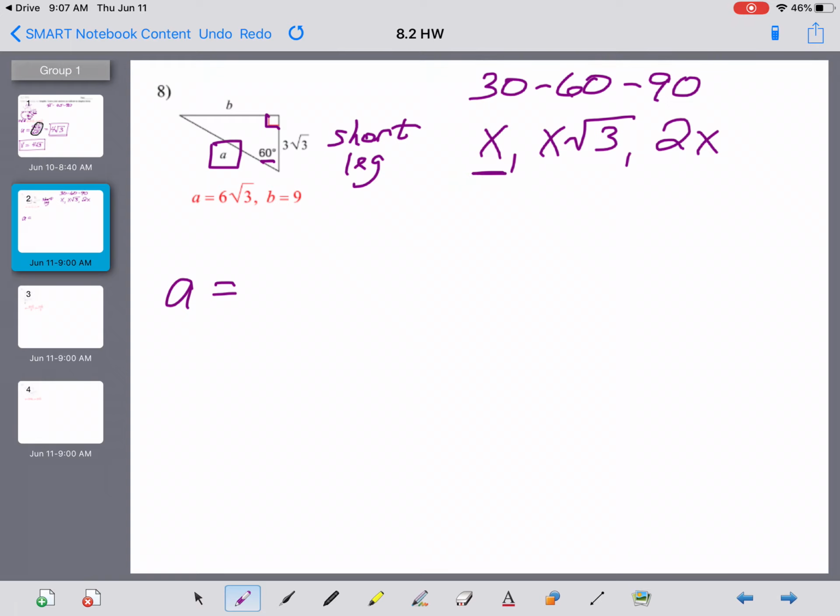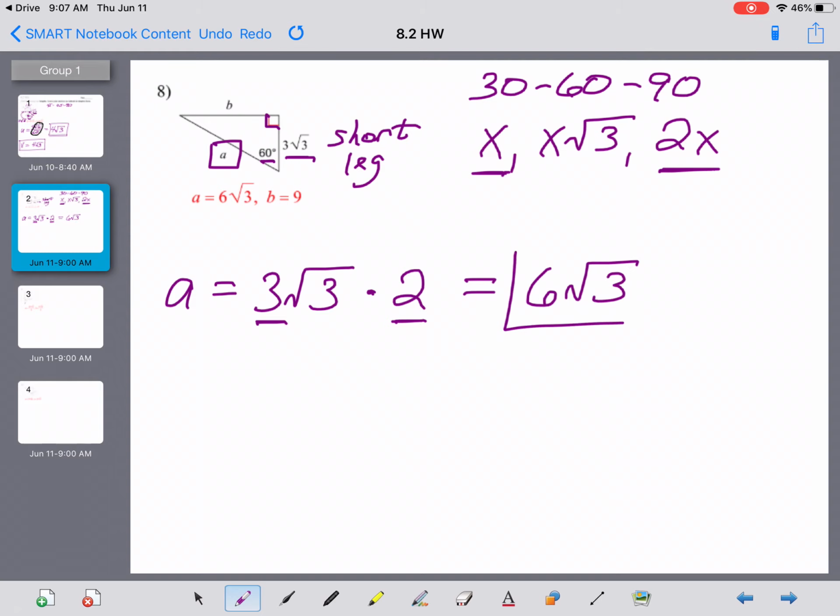And to go from short leg, x, to hypotenuse, 2x, we multiply by 2. So we're going to start with the length of our short leg, which is 3 times the square root of 3. That was the short leg, and we simply multiply that by 2. Simplifying this expression, the 3 and the 2 can be multiplied together to make a 6, and the root 3 just tags along for the ride. So the measure of A, the hypotenuse, the longest side, is 6 root 3.